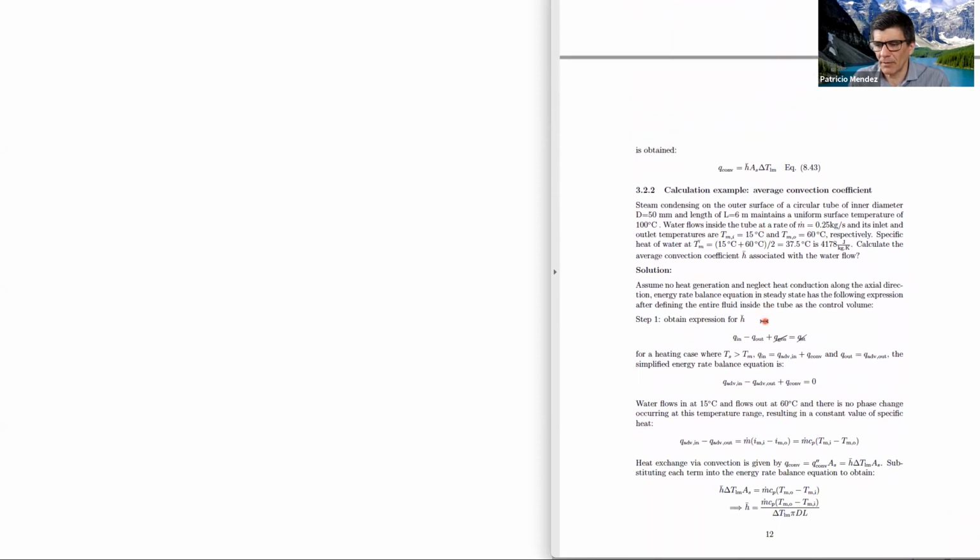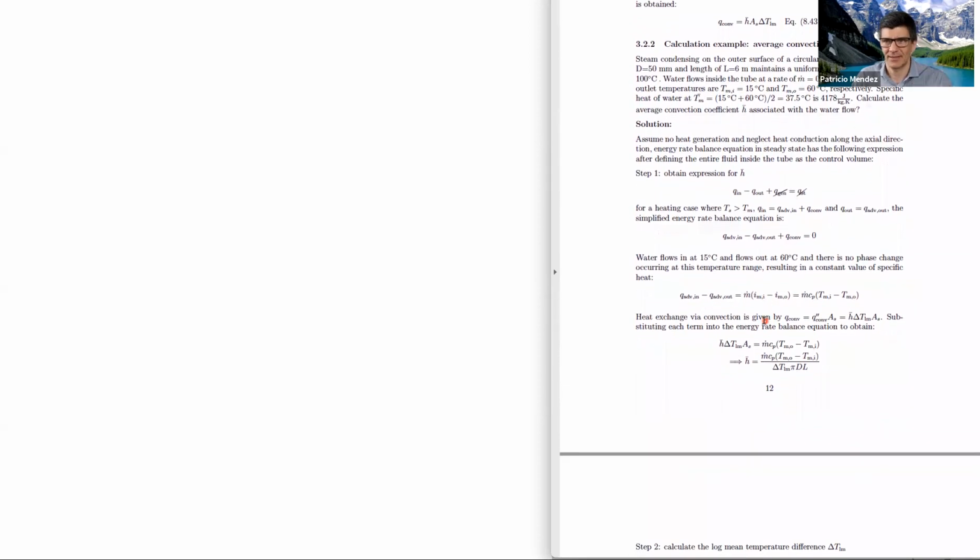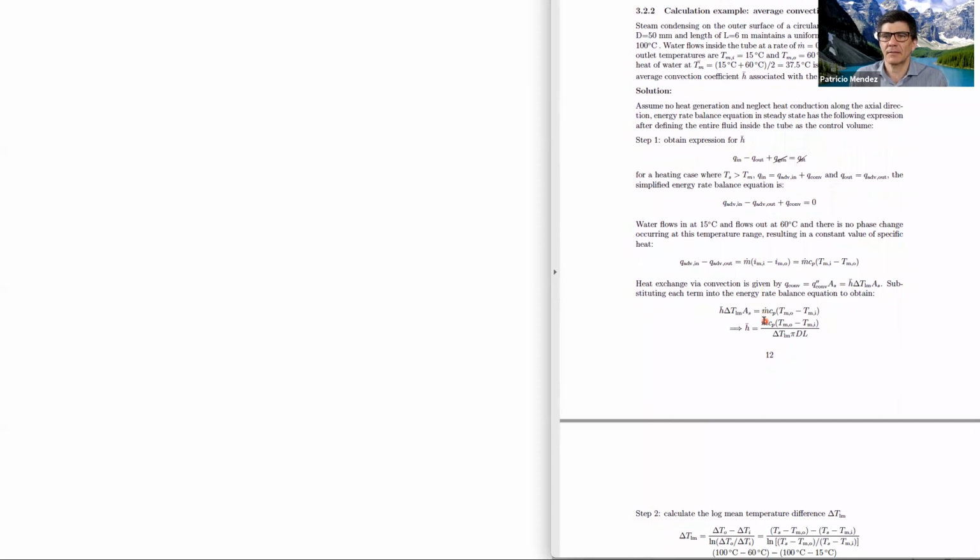So we have 5 minutes. Let's do an example with numbers. Let's say we have a condenser, and that is condensing steam on the surface of a circular tube of inner diameter 50 millimeters, right? So this is the diameter through which the fluid is going. Let's say it has a length of 6 meters and maintains a uniform surface temperature of 100 degrees.